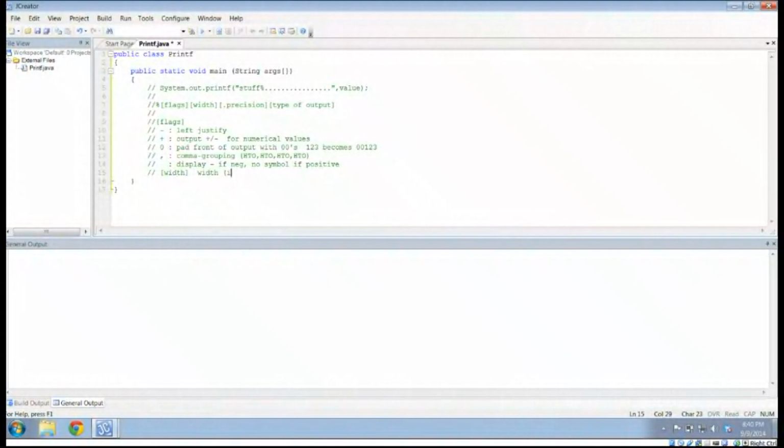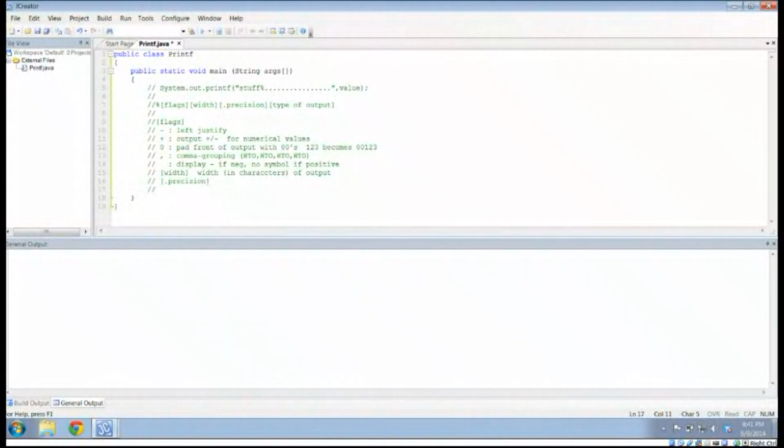For our width, this is actually talking about the width in characters of our output. So in other words, if I have a width of 8, then I'm going to see something that's 8 characters long, even if my value would not normally take 8 characters to display. So it kind of sets the width for what we're going to be dealing with. And again, I'll go through examples of this in just a moment.